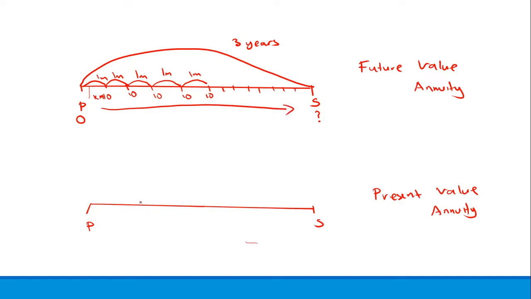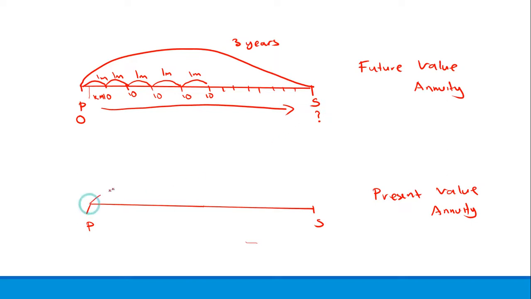The reason is that when you invest or save money, you start with 0, and then 10 ringgit, 10 ringgit, 10 ringgit, until you want to know the total at the end of 3 years.